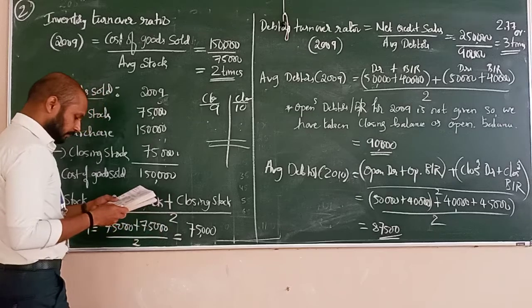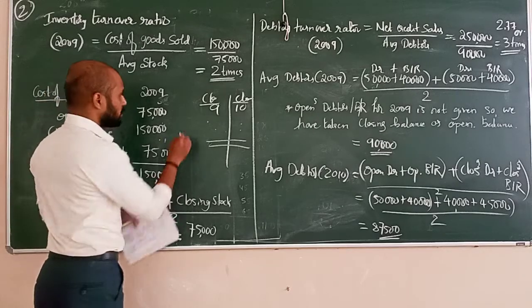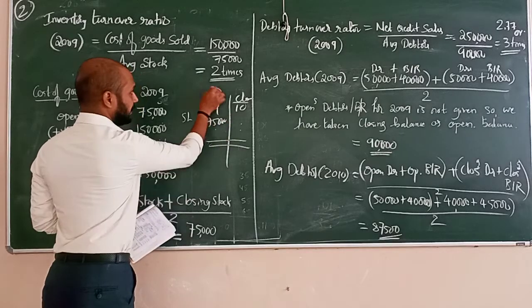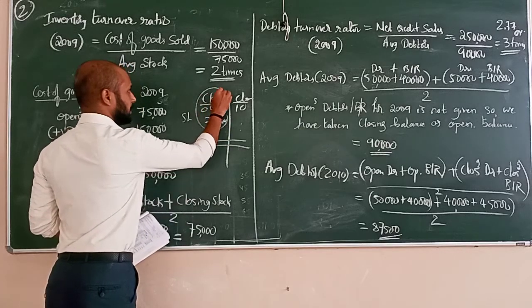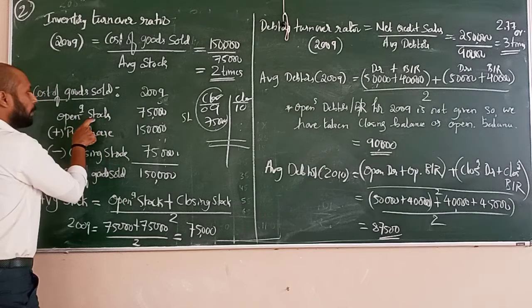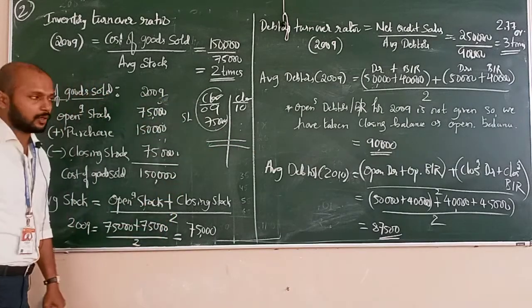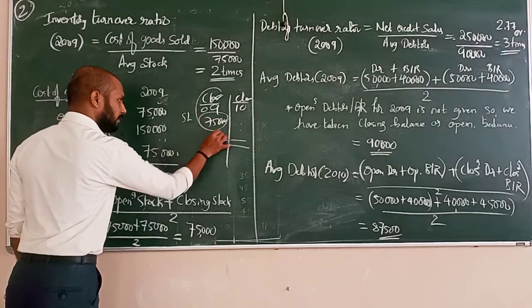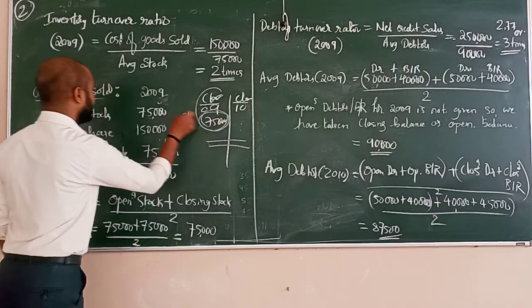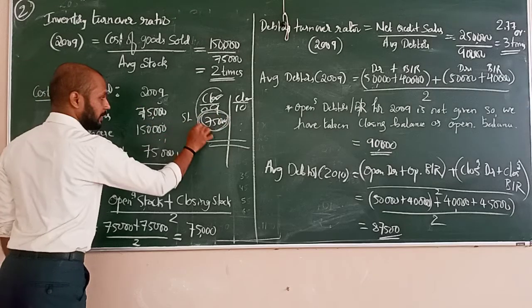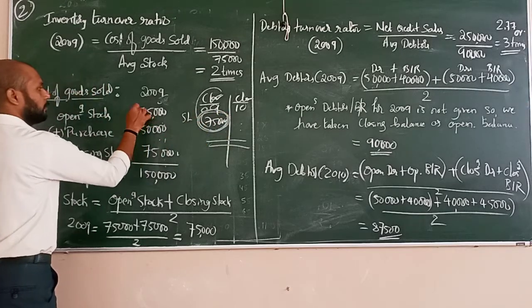So they have given stock 75,000 in the question. This stock 75,000 includes 2009 closing balances. What we need is opening stock for 2009. So whatever the closing stock they have given in the balance sheet, that itself will be taken as what? Opening balance. Whatever the closing balance they have given in the balance sheet, that itself will become opening balance.